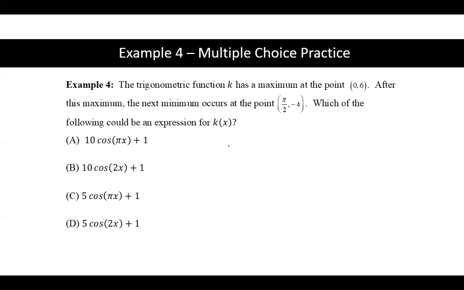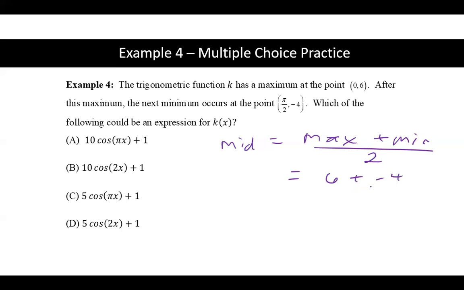All right. So again, remember, when you're doing this, you should always start off by finding your midline. Now, how do we find our midline? You're averaging your max plus your min divided by 2. So when we do that, our max is 6, our min is negative 4, right? Divided by 2, and that gives us 1. Easy enough? Okay.